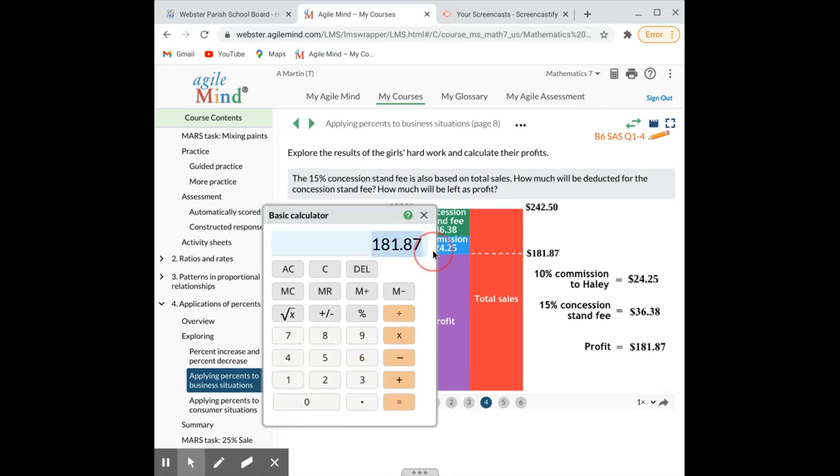Is this the same answer as what they have right here? Yes, it is. So does everybody see how we did that? Yes. Does anybody have any questions about what we did? No. Good.